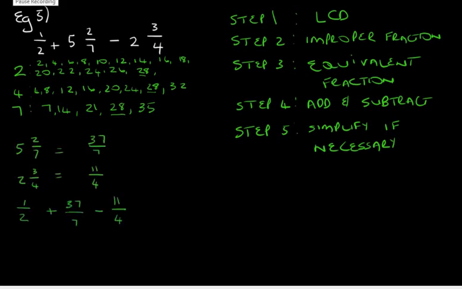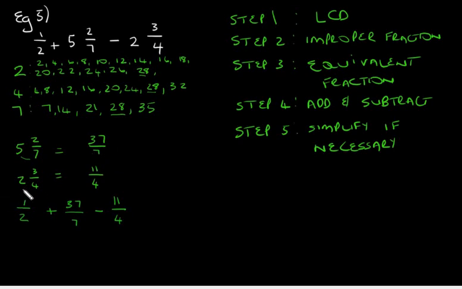Okay, so let's convert to an improper fraction. What do we do with a half? We don't need to convert it because it is already in proper fraction form. We need to convert 5 and 2 over 7 into an improper fraction. So 5 times 7 is 35, and 35 plus 2 is 37. So that will give us 37 over 7.